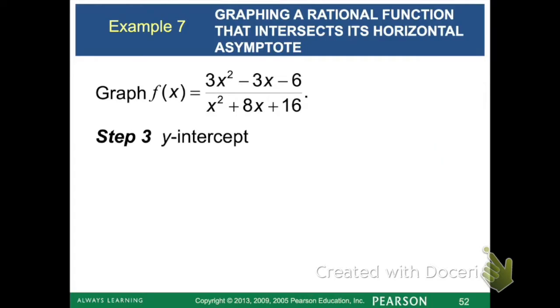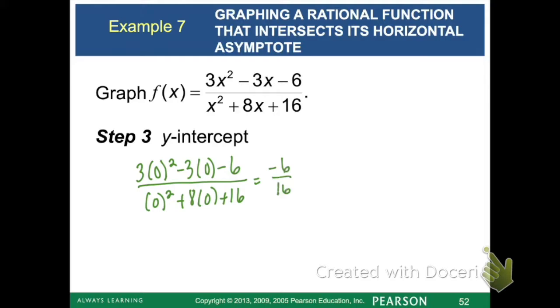To find my y-intercept, I'm plugging 0 in for x. Hopefully by now you know the trick and you can just tell me what the y-intercept is. But if you need to, you can actually plug it into the equation. We get negative 6 over 16, which we simplify to the point 0, comma, negative 3/8.